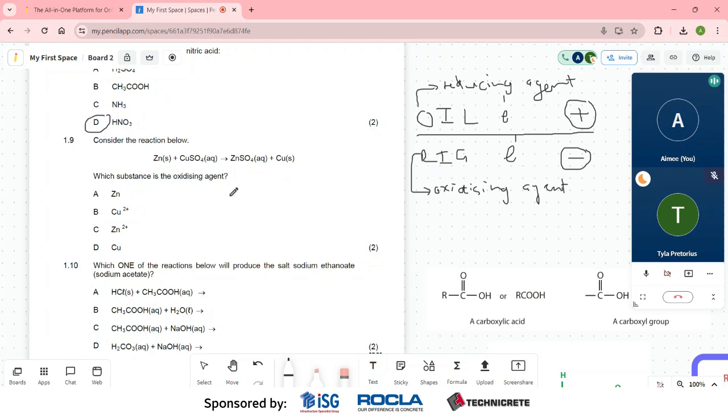So let's see. They're asking for the oxidizing agent, which means that they're looking for the thing that's undergoing reduction. So they're saying which one is gaining electrons and becoming more negative. Well, let's have a look.